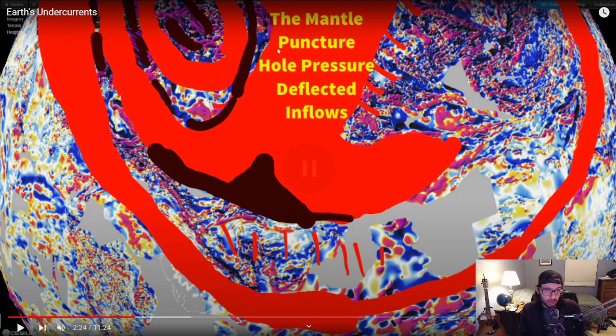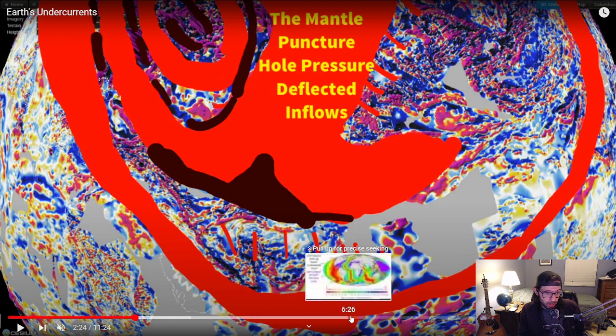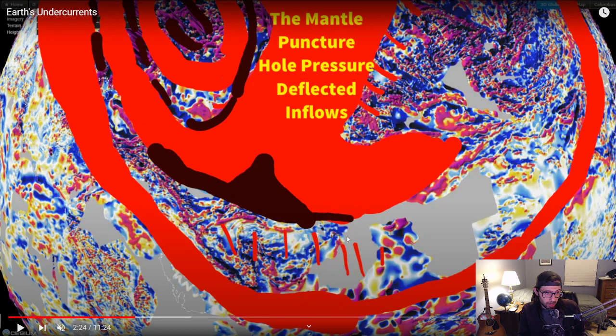So the mantle puncture hole pressure, which is down here, is generally pushing up this way, like filling especially in here, which is related to this feature over here, which I come back to in this video.